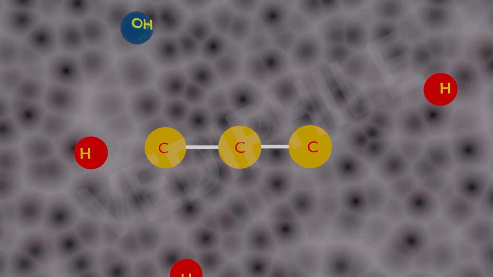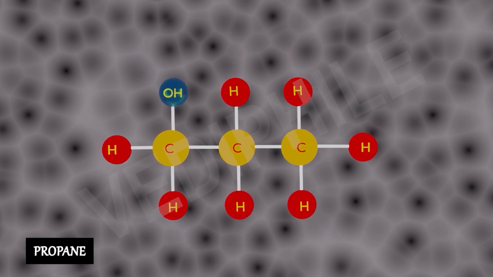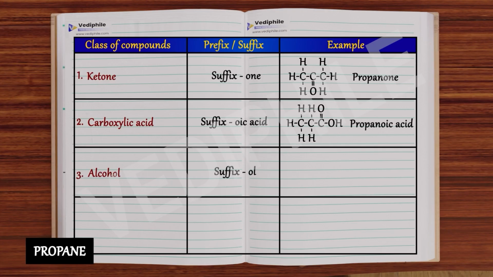So how many carbon atoms are here in this compound? 3. So it is propane. But the functional group is aldehyde here and its suffix is written as -al. So propane plus -al, it becomes propanal. So E is removed and propanal will be the name.